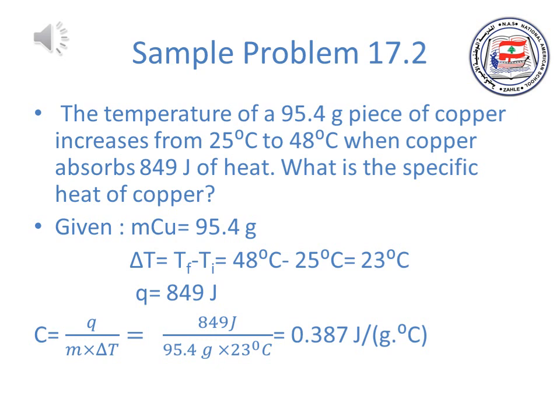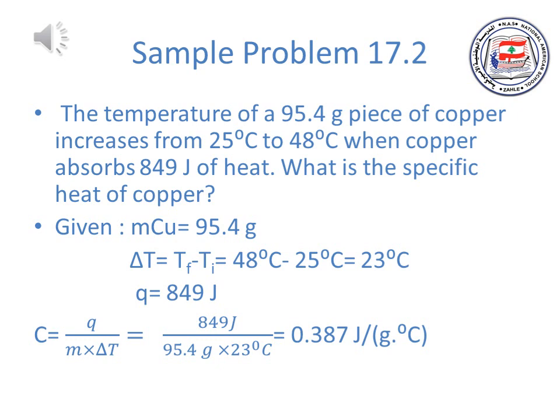Sample problem 17.2. The temperature of a 95.4 gram piece of copper increases from 25 degrees Celsius to 48 degrees Celsius when the copper absorbs 849 joules of heat. What is the specific heat of copper? Given: mass of copper equals 95.4 grams, delta T, which is T final minus T initial, equals 48 degrees Celsius minus 25 degrees Celsius, and the answer is 23 degrees Celsius, and Q equals 849 joules.